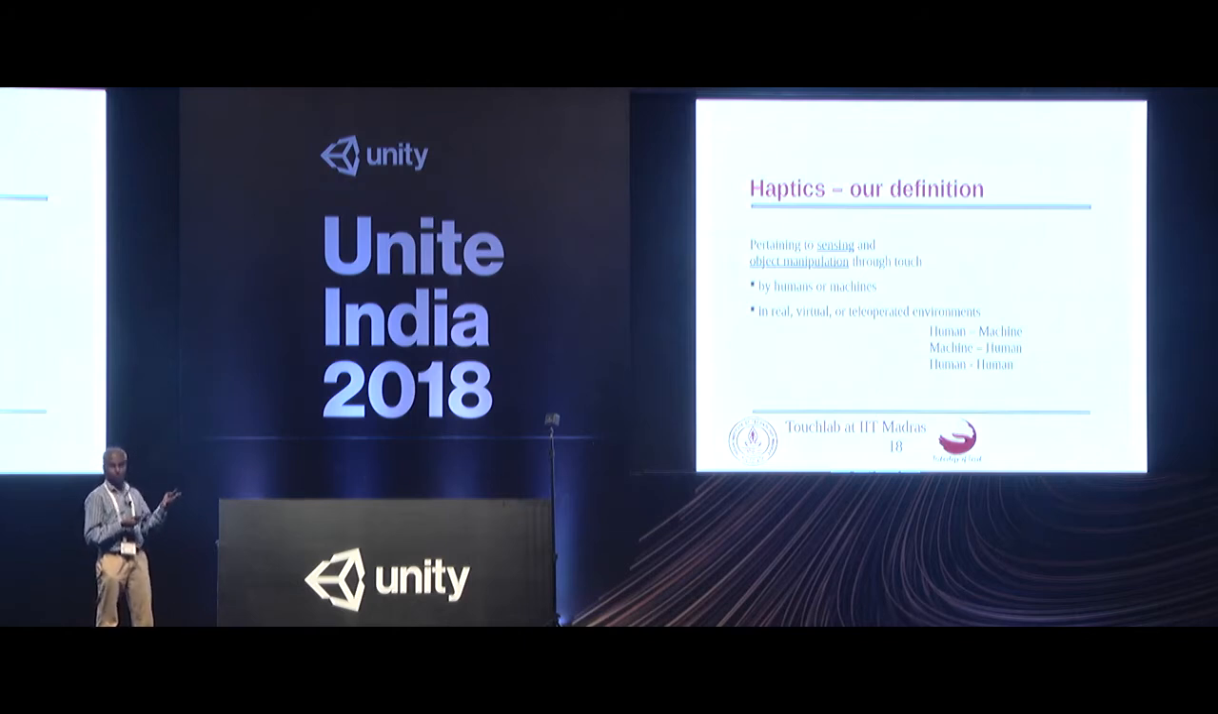So haptics is not only sensing but also object manipulation. It should facilitate manipulation of the object. It is not just a vibration. It can be not only by human, it could be also by machine. It is not only in real but also virtual and teleoperated environments. So haptics can be between machine to machine, human to machine, or human to human. Right? So it could be human to machine and then back to human in a teleoperated environment.